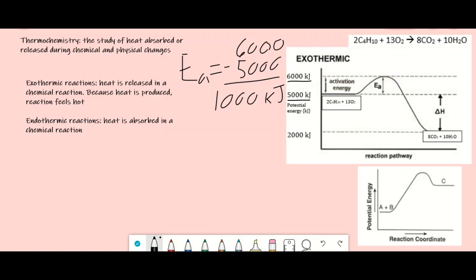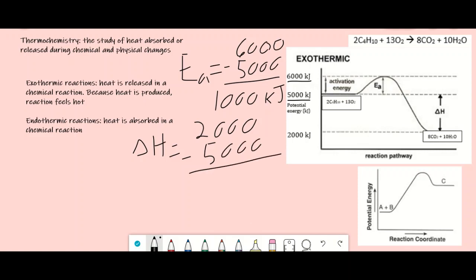So delta H is equal to 2,000 minus 5,000, and you know that's going to be a negative number. That's negative 3,000 kilojoules. Since the delta H is negative, we know this is an exothermic reaction. If something's positive, it's going to be endothermic, but in this case it's negative, which means energy is being released. So the change in enthalpy is negative 3,000.